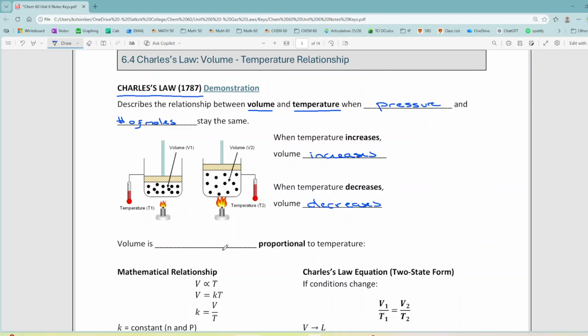But how do we describe the relationship between volume and temperature? Well, instead of inversely proportional, we'll say that volume is directly proportional to temperature.